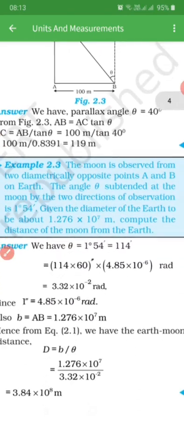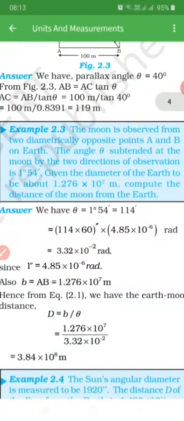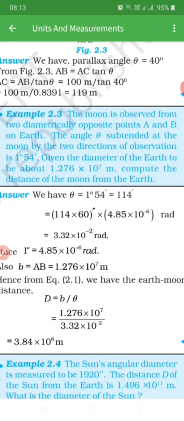Okay. So next thing, the moon is observed from two diametrically opposite points A and B on earth. The angle theta subtended at the moon by the two directions of observation is 1 degree 54 minutes. Given the diameter of earth, compute the distance of the moon from the earth. So first we have to see theta. Theta is equal to 1 degree and 54 minutes, right? So 1 degree is what, 60 minutes. So you have to add this 60 plus 54, so it will become 114 minutes, right?